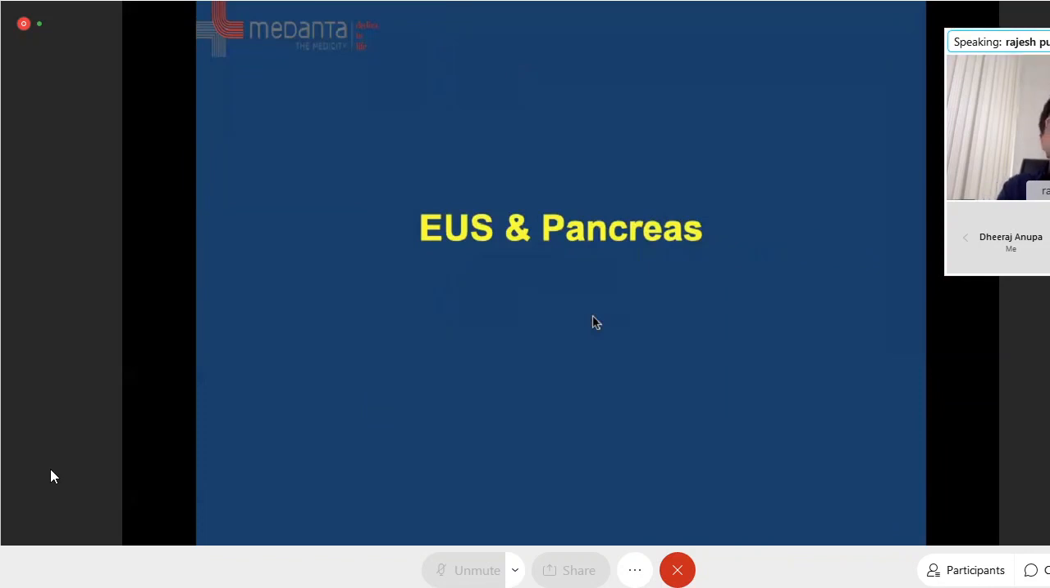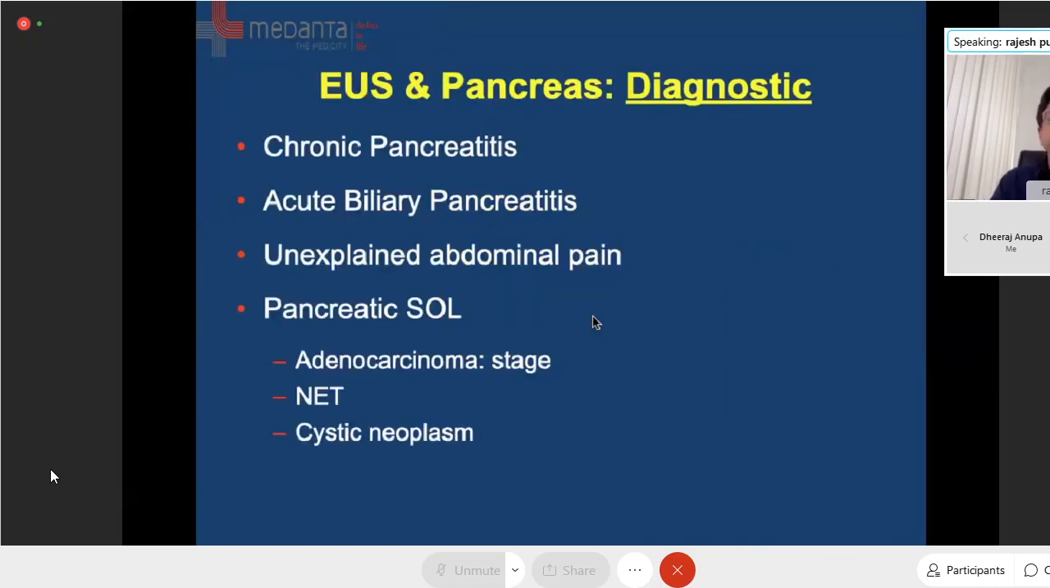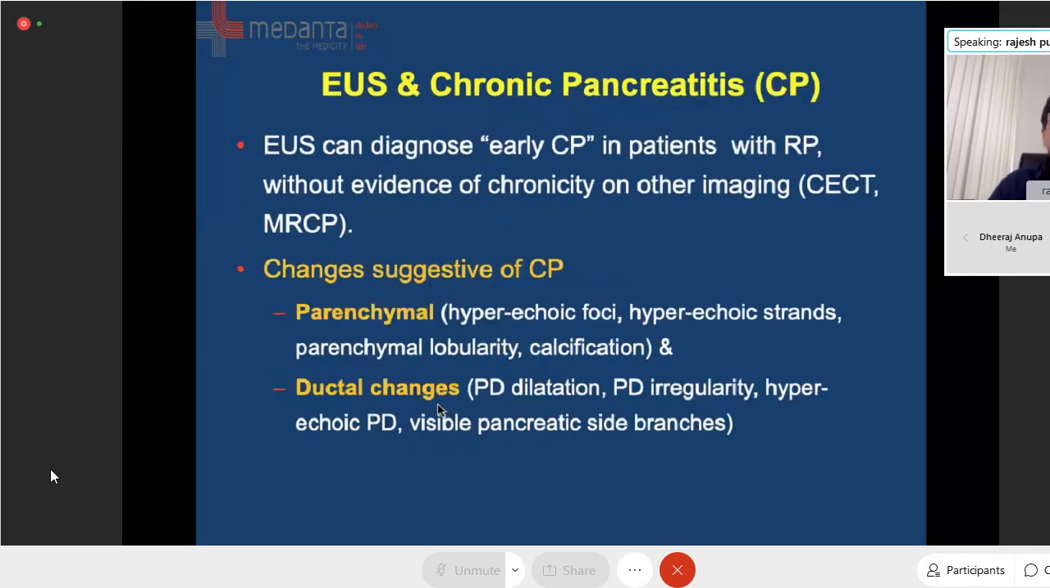When we talk about the pancreas, I always think that for pancreatic lesions, EUS is one-stop shopping. It gives the diagnosis, it gives the treatment, and it also helps in planning the management. So EUS has a significant role in chronic pancreatitis, biliary pancreatitis, unexplained abdominal pain, and pancreatic SOL. When we talk about recurrent pancreatitis, one of the causes is early chronic pancreatitis, and EUS can give the idea by knowing the parenchymal changes and the ductal changes.